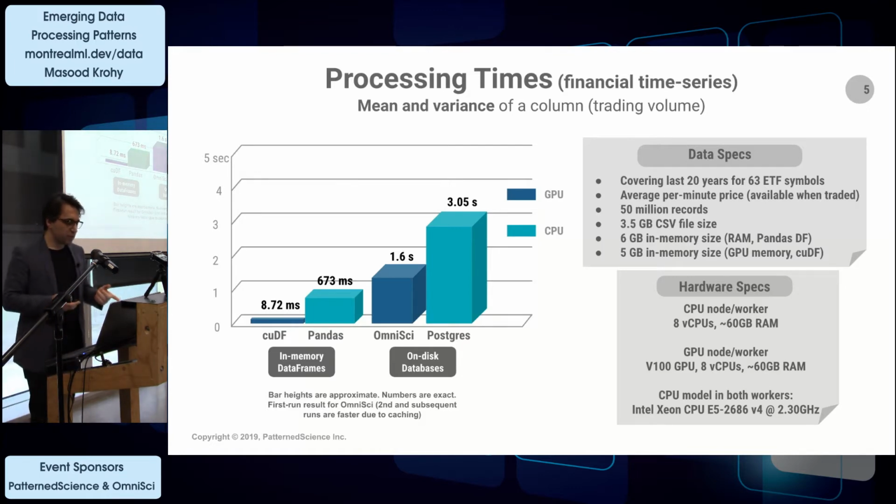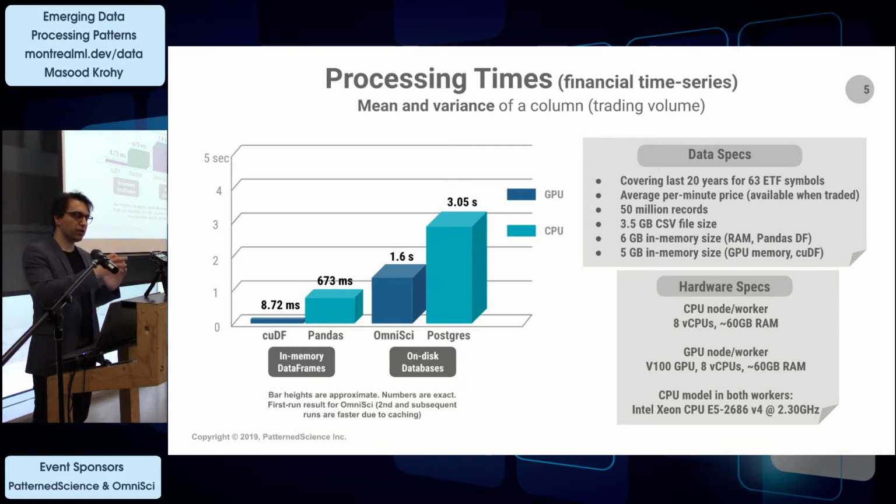Probably the last note is that we are showing first run results for OmniSci. By that I mean that if you run a specific query on OmniSci, it often caches some intermediate results, and the next time you run the same query, it's going to go much faster. That is an out-of-the-box optimization that comes with OmniSci. And Postgres, I'm not sure how much out-of-the-box caching it has, but I haven't seen any caching kicking in, at least in the queries that I'm going to show you this evening.